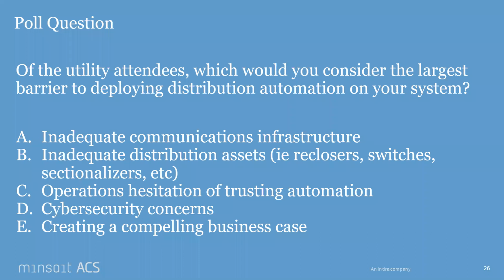Okay, again, pretty diverse, but certainly not having the communications infrastructure and not having the amount of assets are leading the way. So that's interesting. But it's also pretty consistent with a lot of what we find: a lot of distribution utilities would love to do more automation. They simply are at a point where they do need to add that infrastructure in place before they can really do more with it. So very good. Thanks for participating.